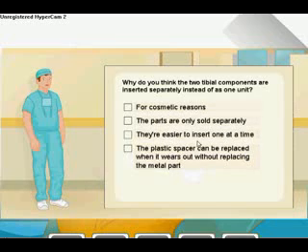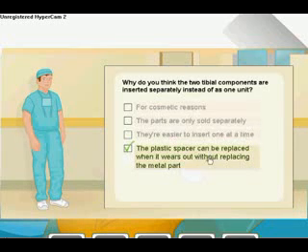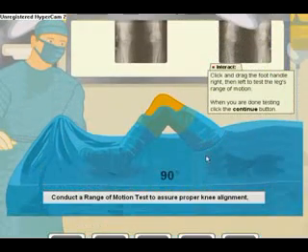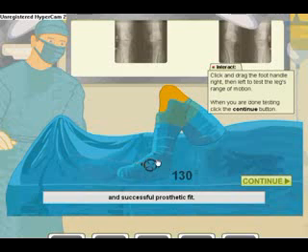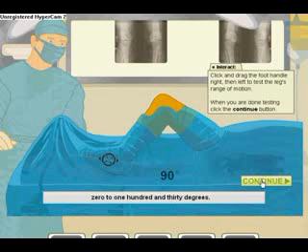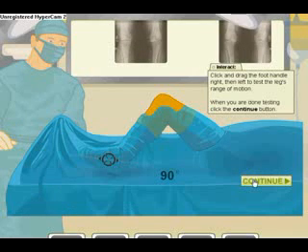Why do you think the two tibial components are inserted separately instead of as one unit? Fantastic! Conduct a range of motion tests to assure proper knee alignment and successful prosthetic fit. Typically, a normal range of motion allows the leg to move from 0 to 130 degrees. How does our patient's range of motion look?